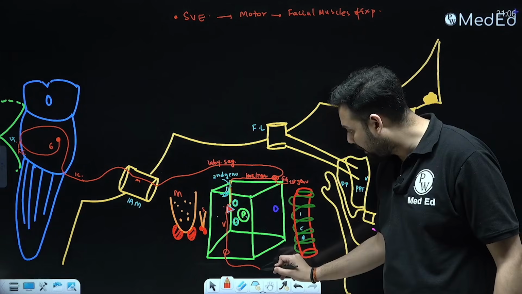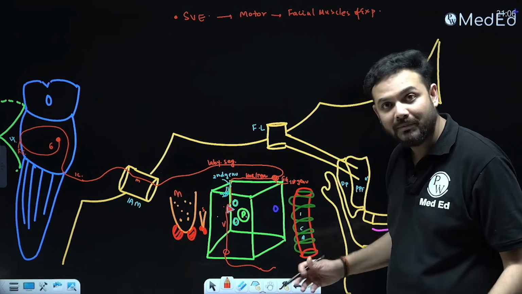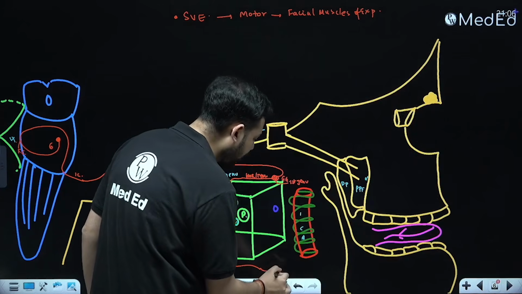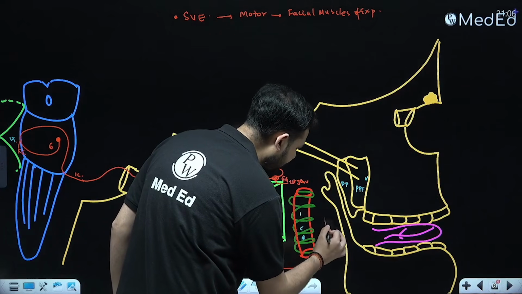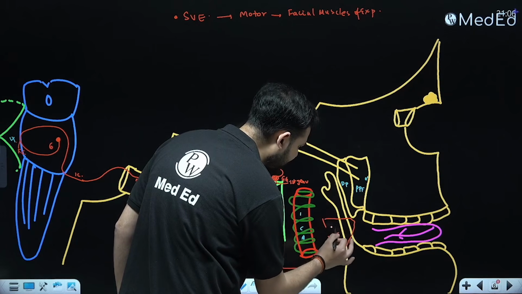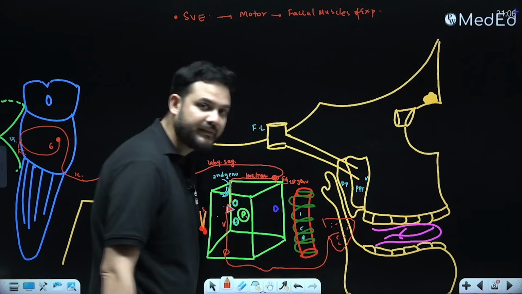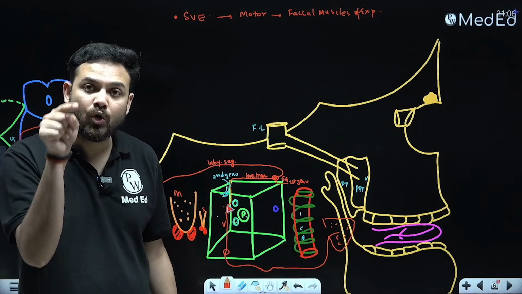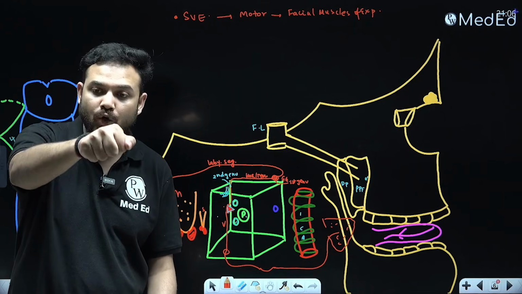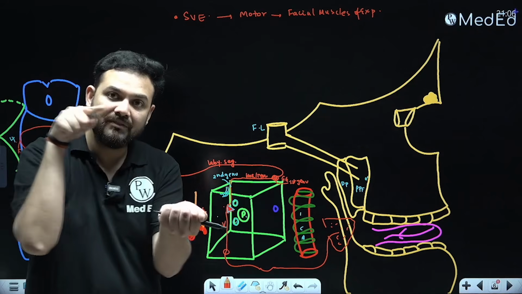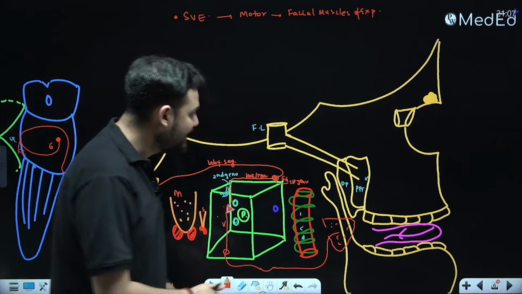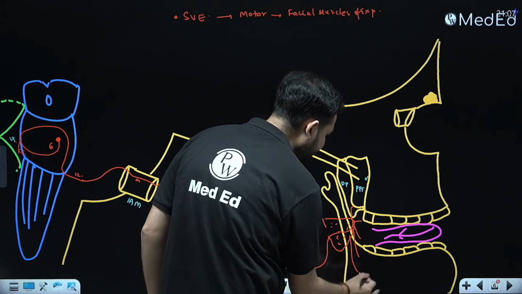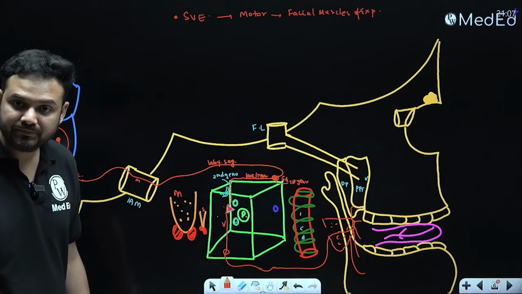Now once it comes out into the extracranial part, it has come out through the stylo-mastoid foramen, it will go inside a gland called the parotid gland. It will exit through the parotid gland between the superficial lobe and deep lobe of the parotid. The parotid has two lobes, superficial lobe and deep lobe, and this nerve will exit between them and then it will divide into 5 important branches.